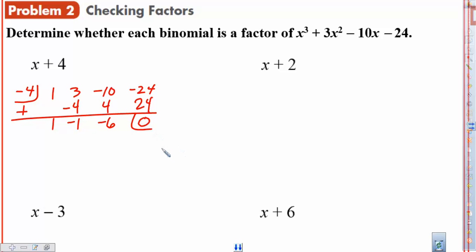See what just happened there? See how we got a 0? So our answer, is this a factor? Our answer would be yes, because the remainder is a 0. Let's look at this next one. Negative 2. We're going to put the exact same numbers down.